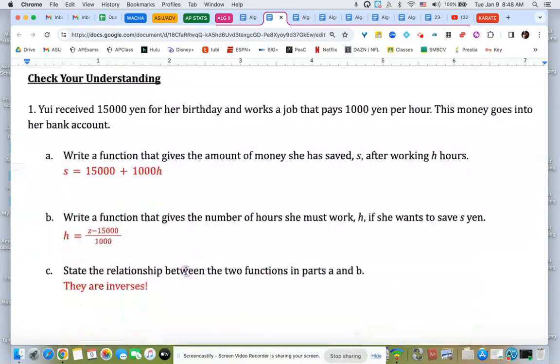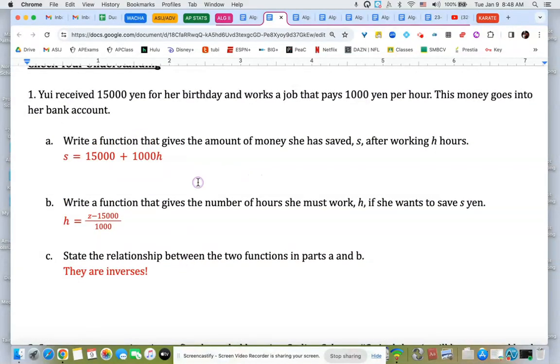So here's some more practice. These are word problems. You're just trying to make a function, this is just logic. You just have to think it through.